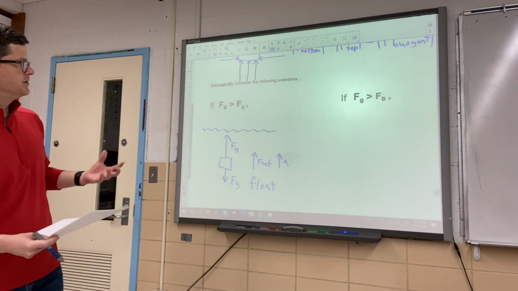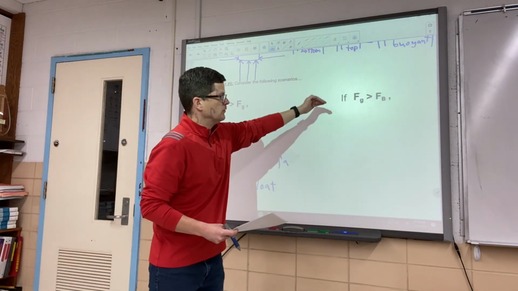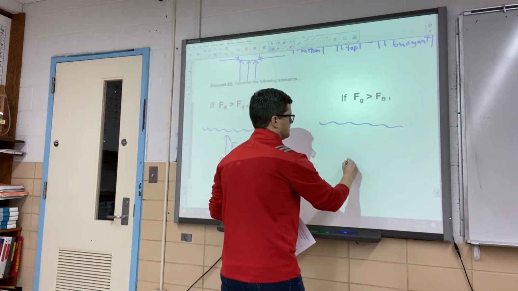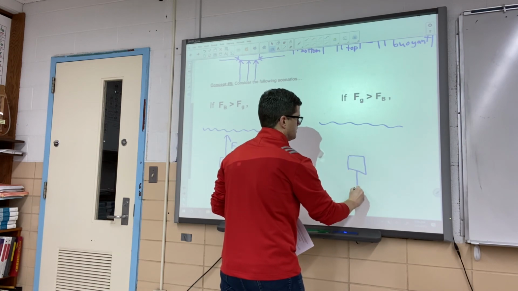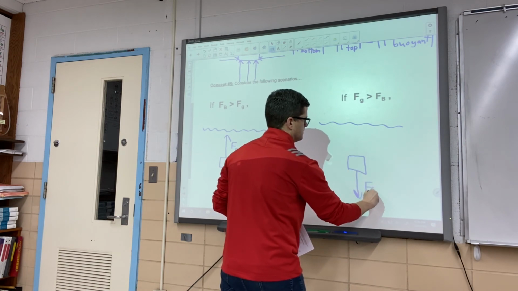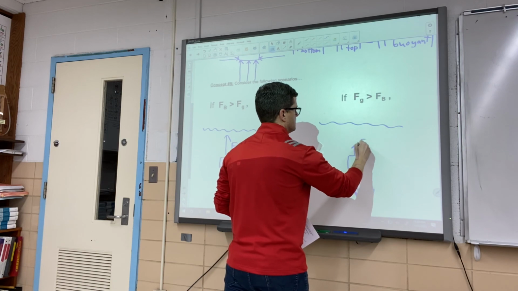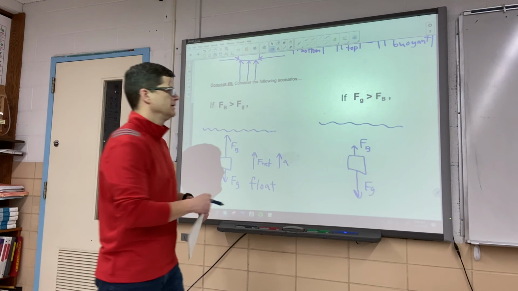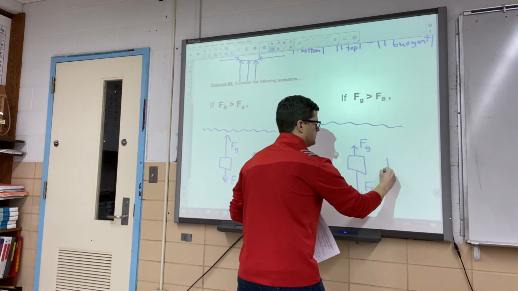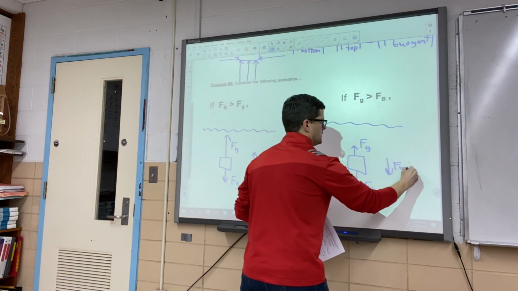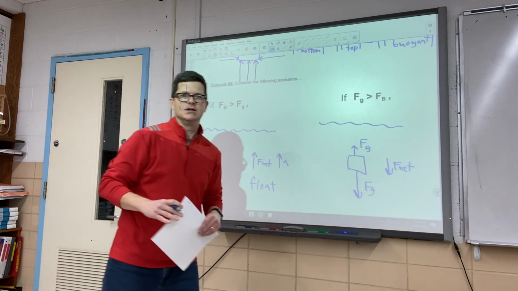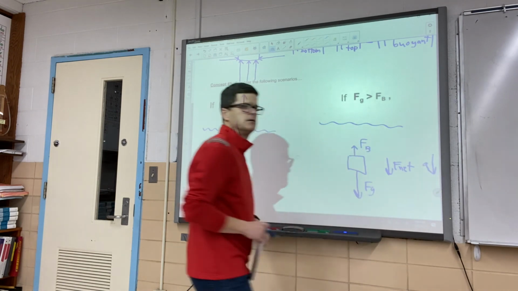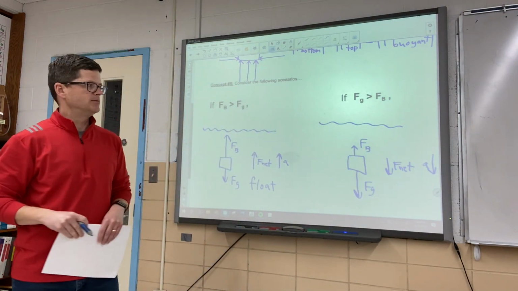If we have the opposite true, if the gravitational force is bigger than the buoyant force, now we have a net force downward, which means the acceleration is going to be downward. And the result there is that the object is going to sink.